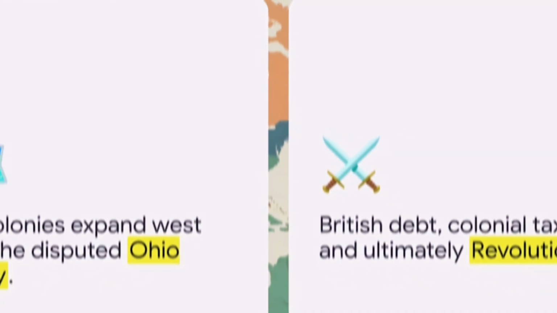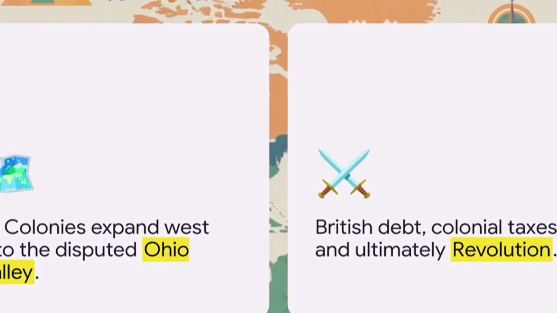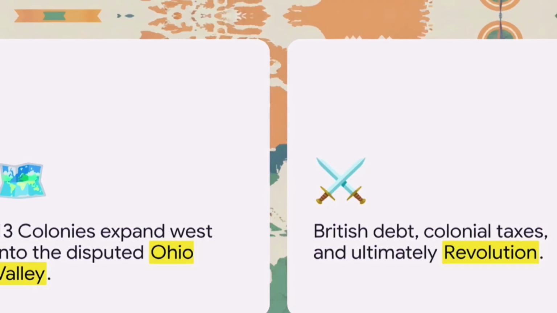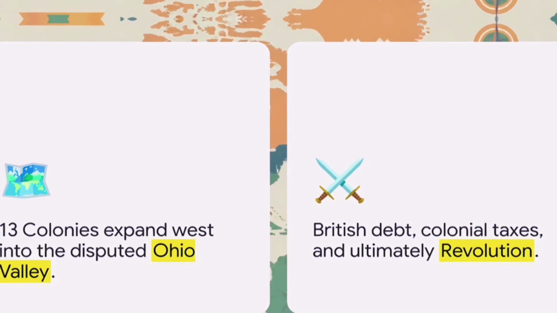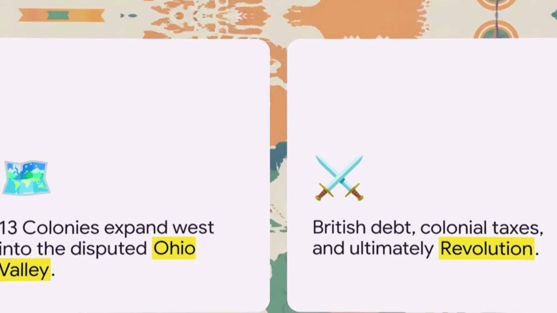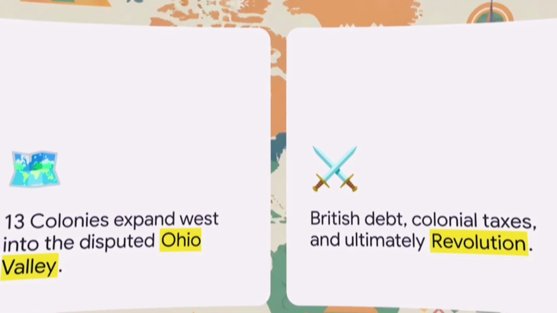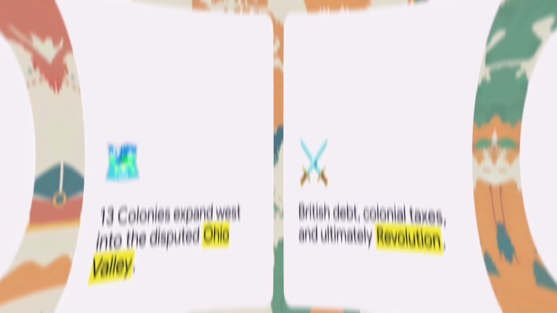So there's a really clear cause and effect happening here. As the 13 colonies became more and more crowded, settlers naturally pushed west into the highly disputed Ohio River Valley. This action directly sparked the French and Indian War. And the reaction? Well, that war left Britain massively in debt. So, to pay it off, they slapped these deeply unpopular taxes on the colonies. That led straight to furious cries of no taxation without representation, and ultimately, full-blown armed revolution.